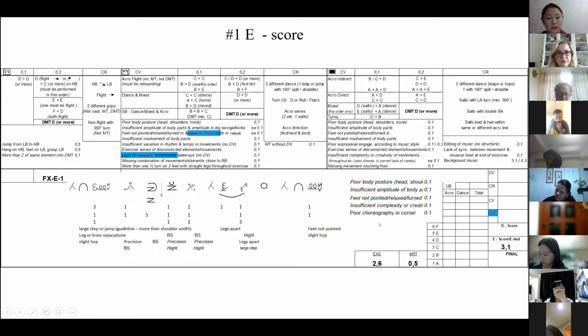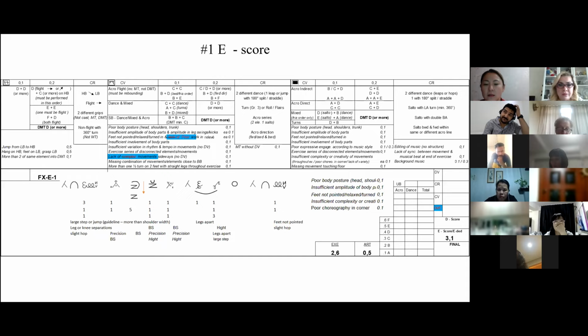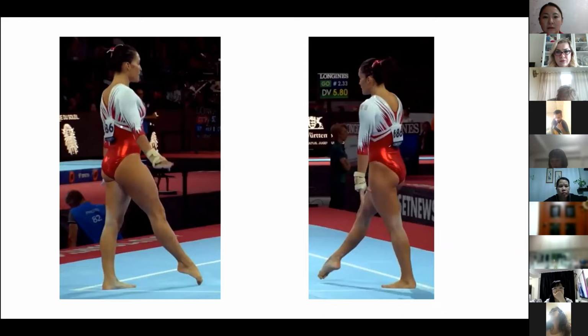Artistry deduction: poor body posture, insufficient amplitude, maximum elongation of the movements, feet not pointed or relaxed, and insufficient complexity or creativity of movements throughout the exercise and poor choreography in the corner. Total execution 2.6. Artistry 0.5, E deduction 3.1. You can see same position in two different corners.